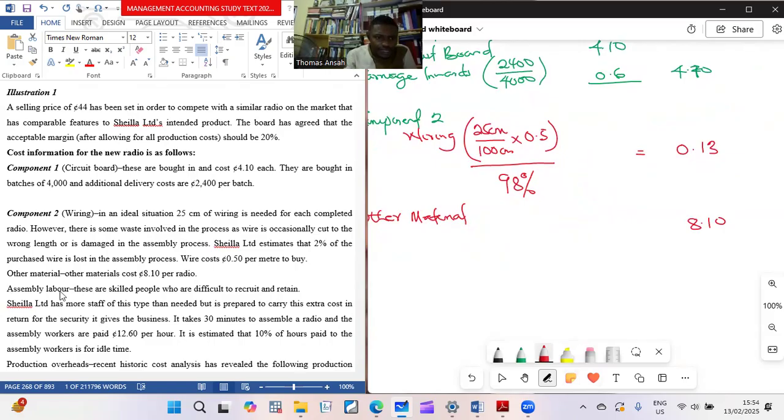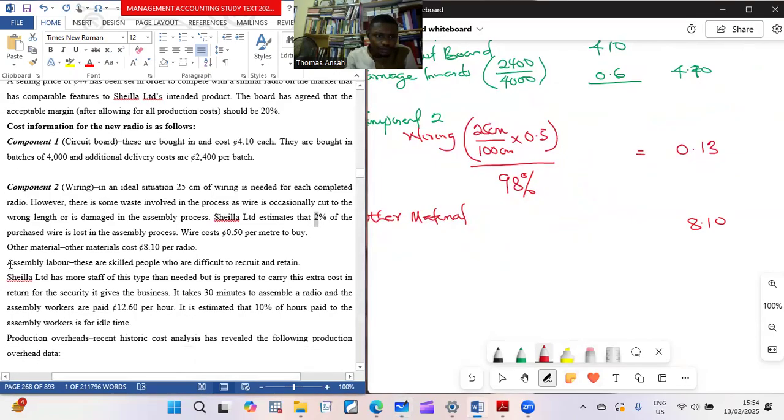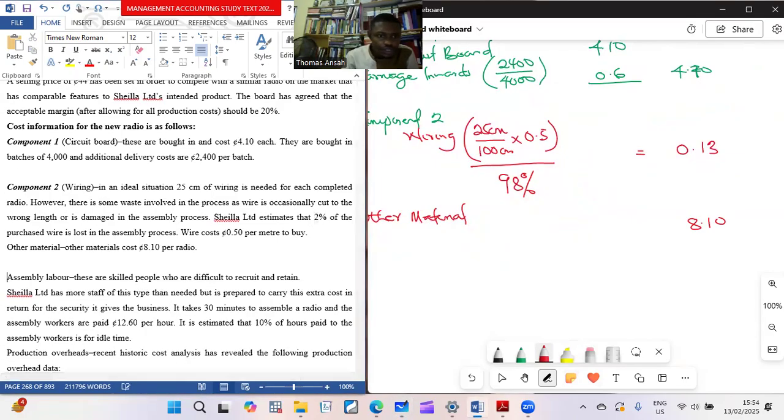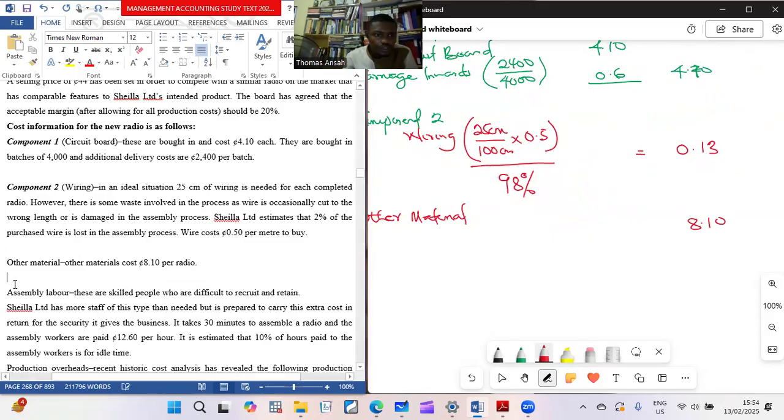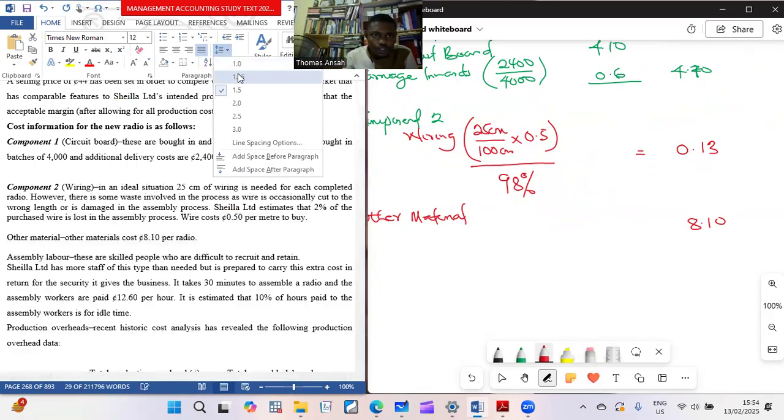And it says that assembling labor, these are skilled. So we have another one. Let me separate these things so that the question, yeah. Okay, the space is very big. So let me remove the spacing.